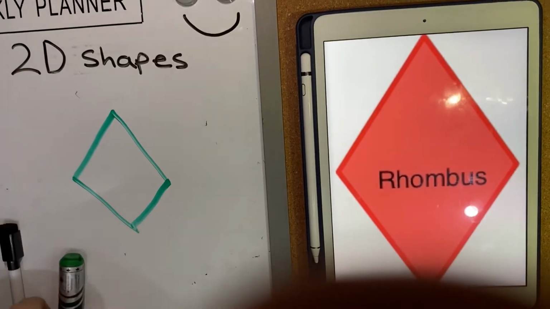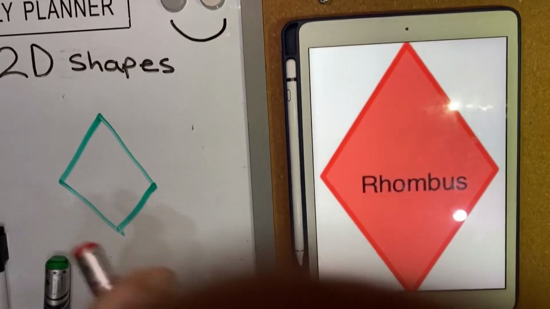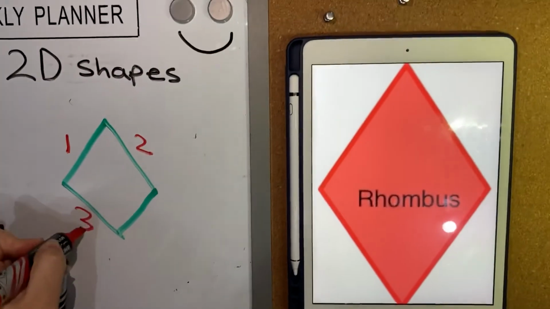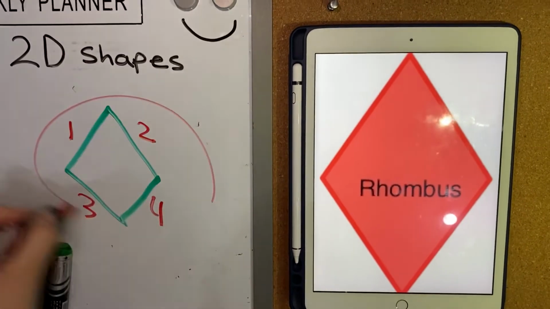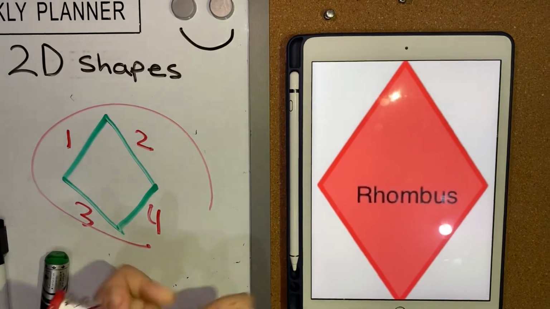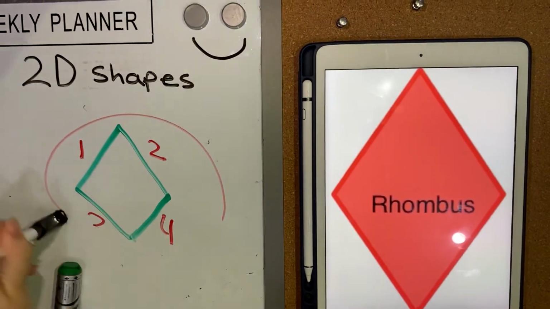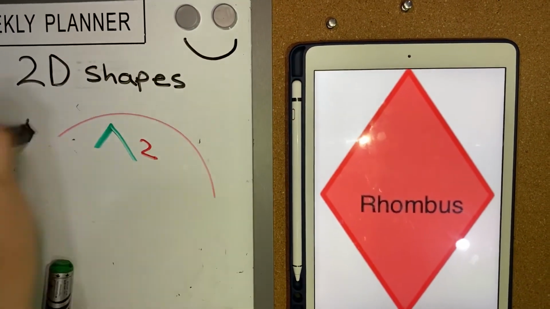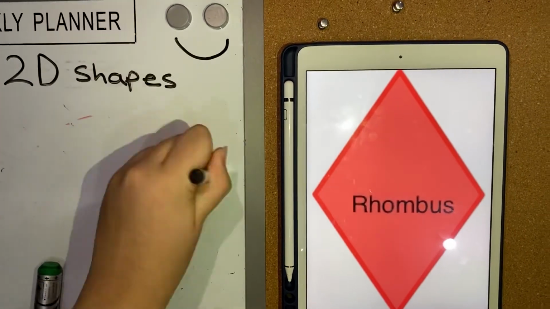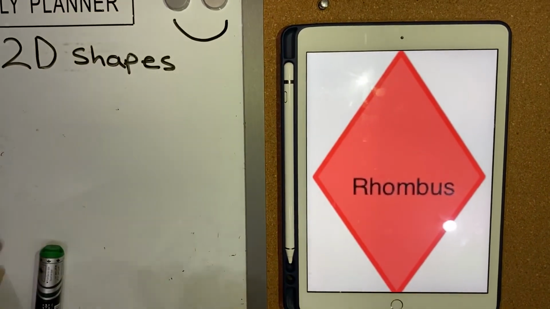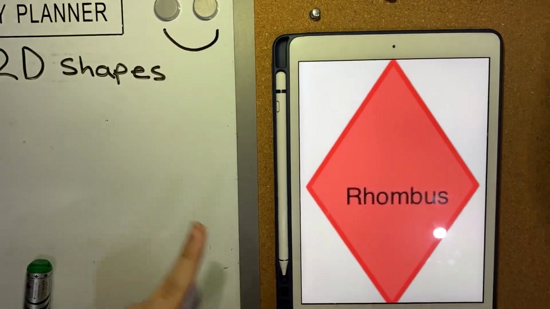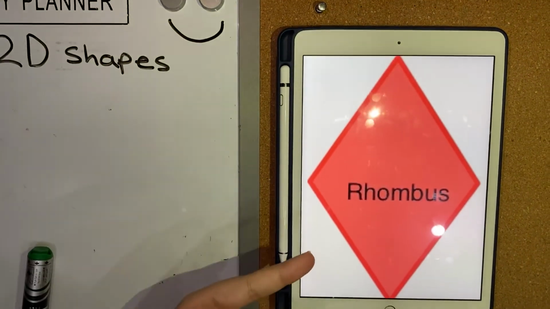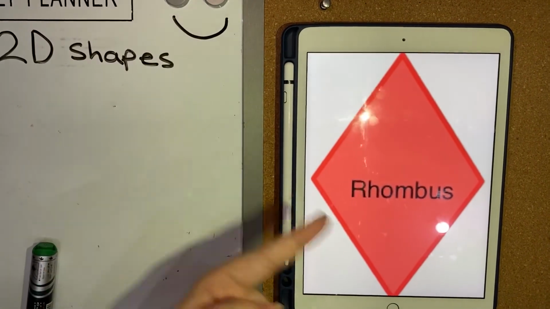Let's see how many sides it has. 1, 2, 3, 4. So this is also 4 sides. At the end of the video, we will have some questions and you need to answer them in the comments. So this is the rhombus. How many sides does it have? 4. Rhombus looks like a diamond.